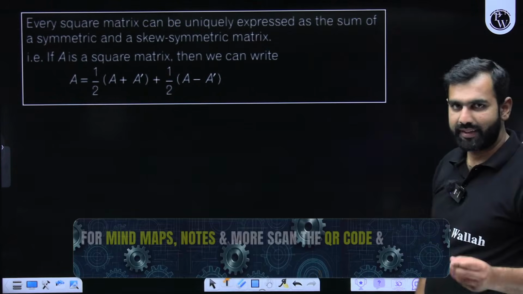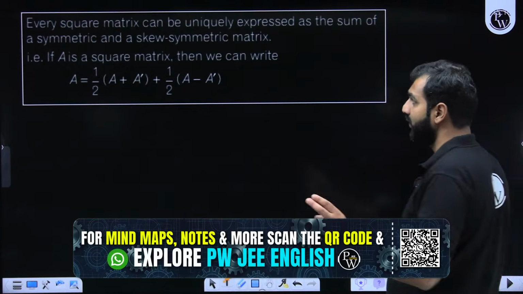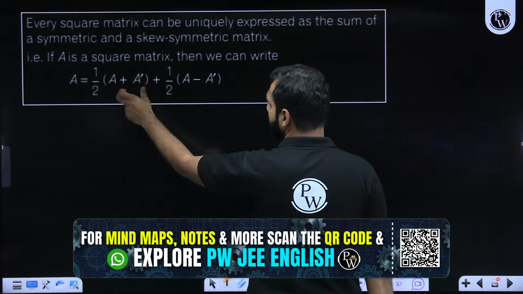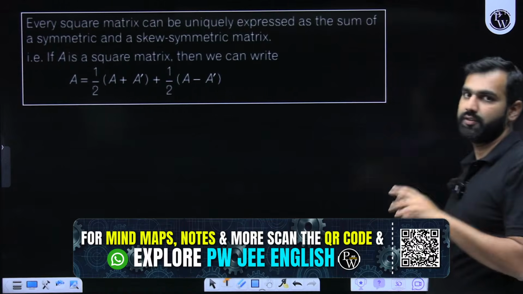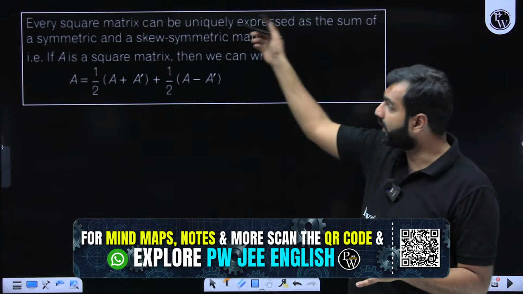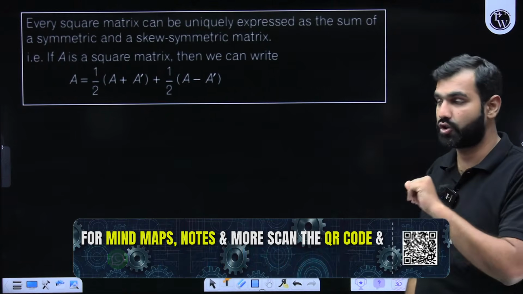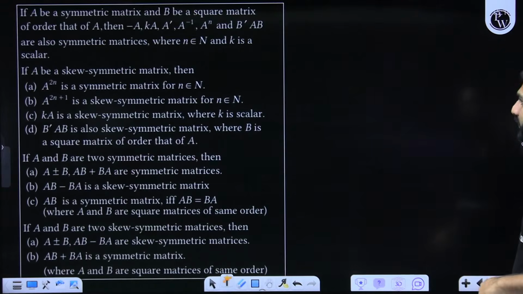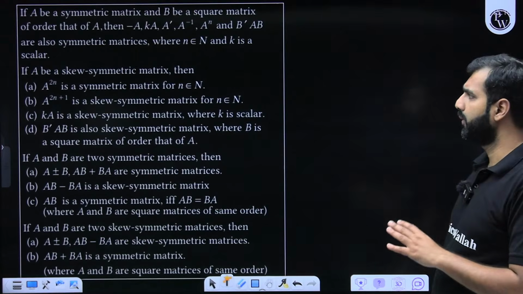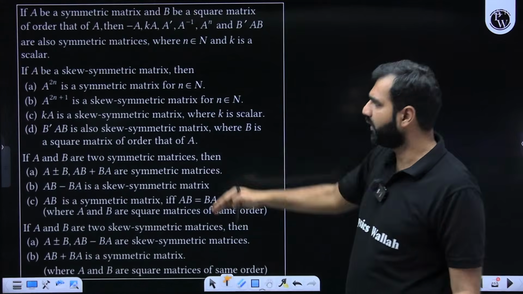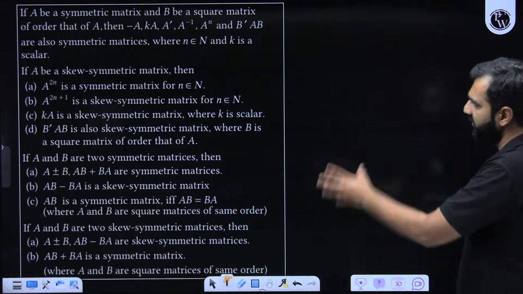Any matrix can be represented as a sum of two matrices where one of them is a symmetric and the other one is a skew-symmetric matrix. So if you want more clarity on it, I have created a complete explanation on it in the one shot of matrices and determinants here. These are some properties. Every single property, one after another, is explained by me. Just have a look at them.